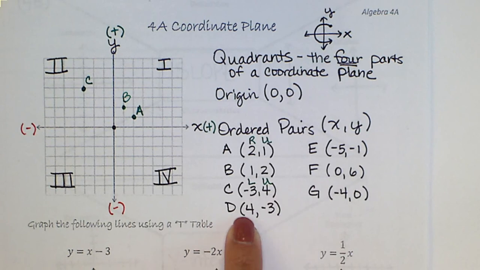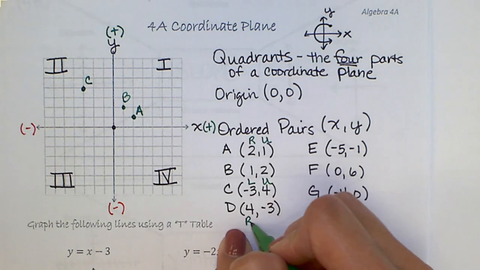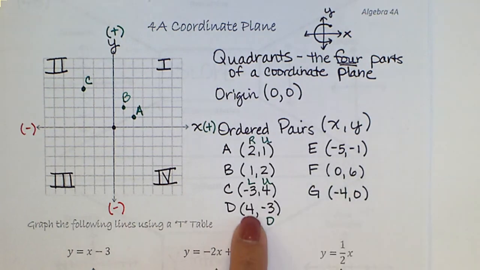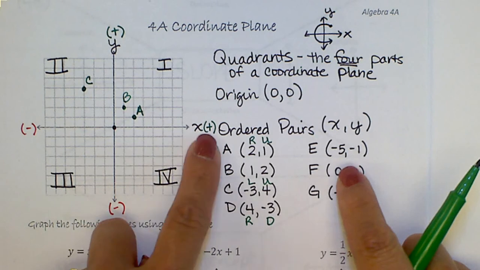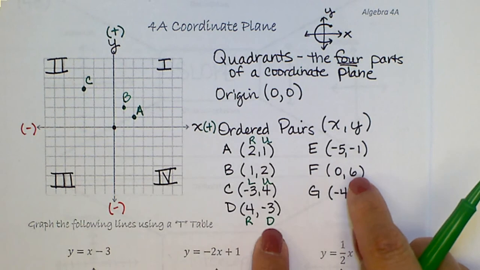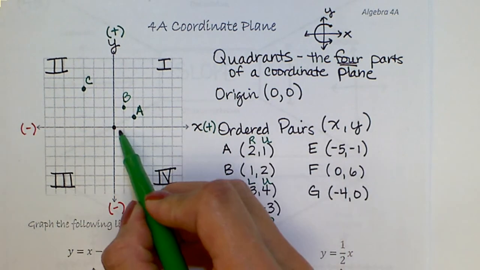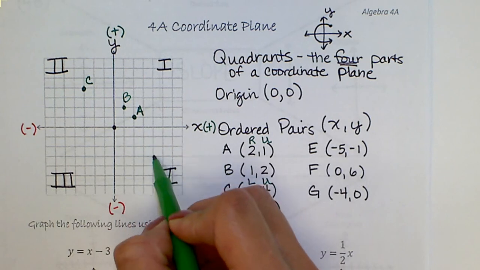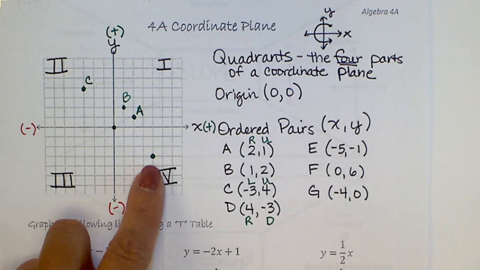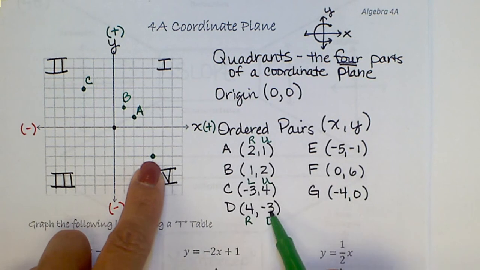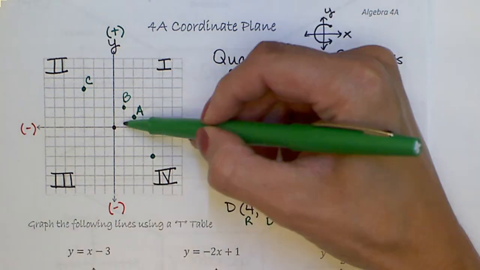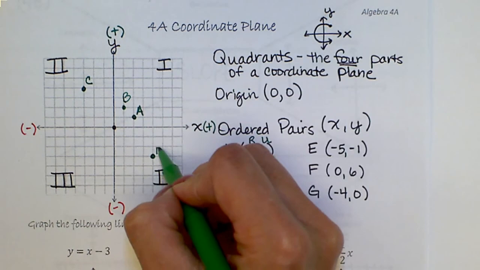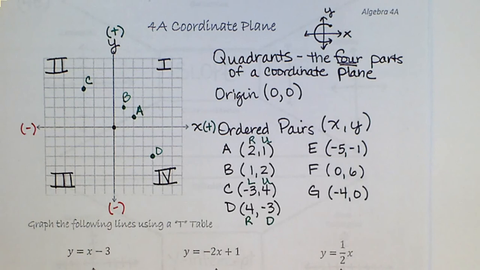For D, again, I'm just showing the importance of order. This time we're going to go right 4, and then we're going to go down. So if x is positive, we're going to go to the right. If y is negative, we're going to move down. So go right 1, 2, 3, 4, down 1, 2, 3. Now you'll notice I'm not making a point until I've counted both numbers. So go to the right 4, but don't make a dot yet, and go down 3. So this is D.